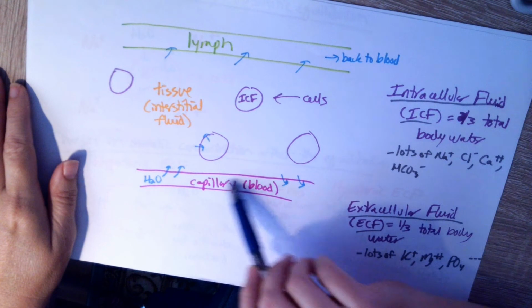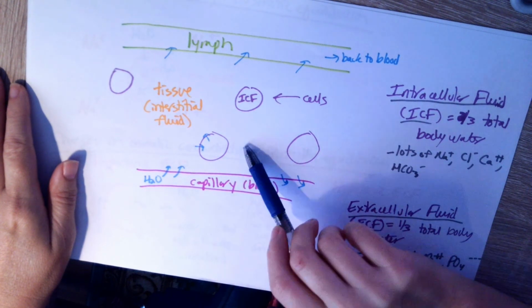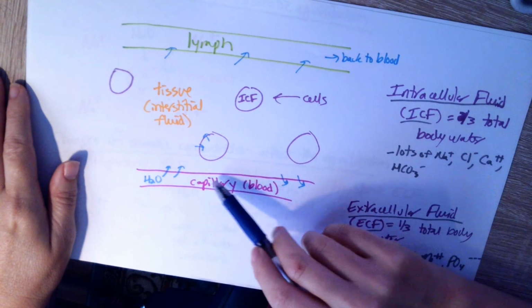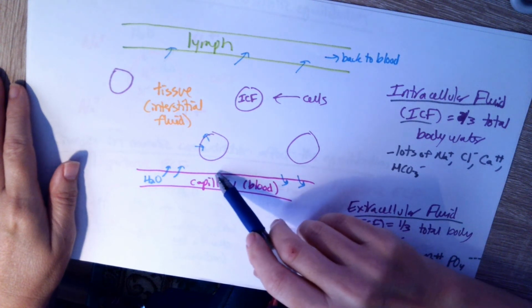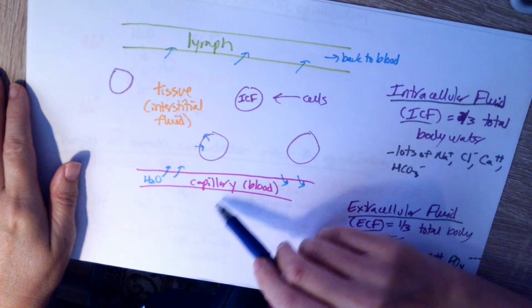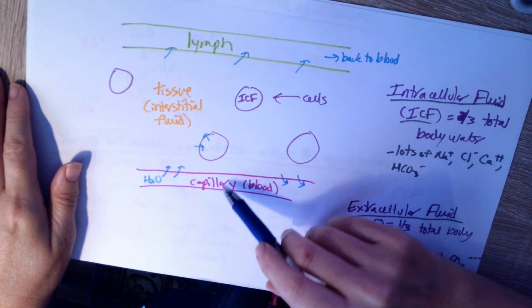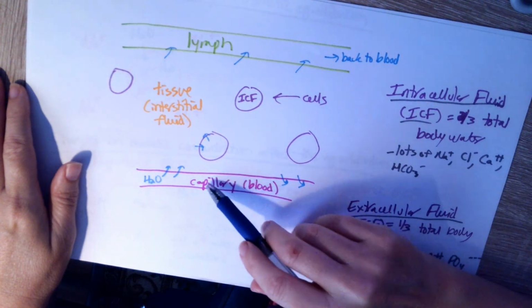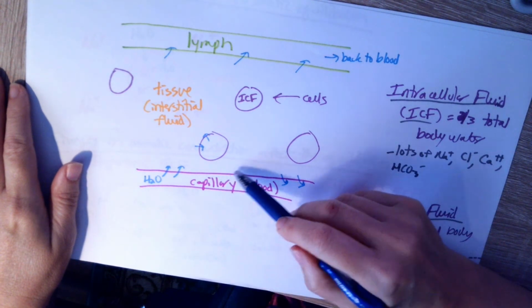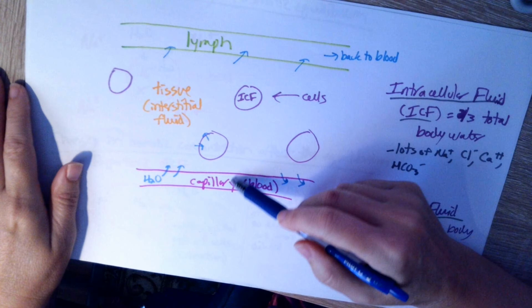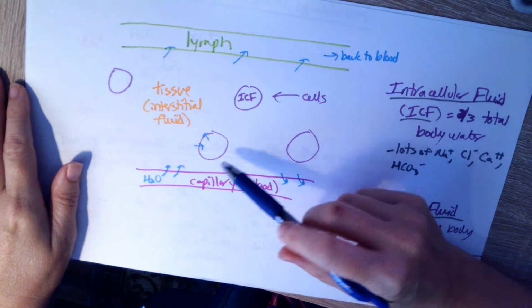So in the case of the capillary separating the blood from the interstitial fluid, we have just the endothelial cells, which are the cells that surround capillaries. They're just simple squamous epithelial cells, really thin. So we have their cell membranes and a basement membrane, and that's it. So water can pass really easily from the blood into the interstitial fluid.